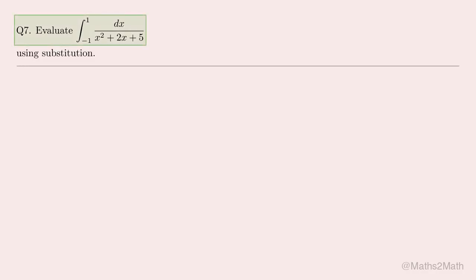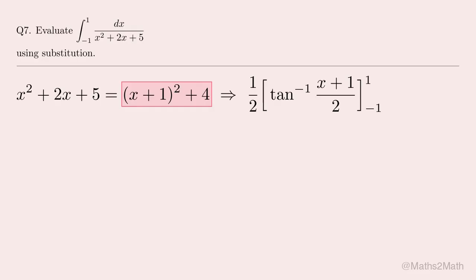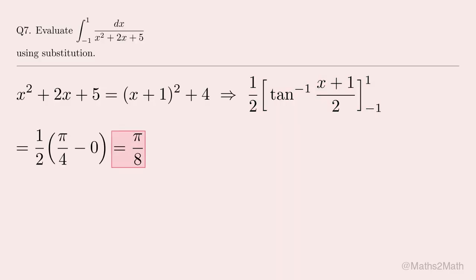Question 7. Complete the square to an arctangent, x plus 1 squared plus 4. The completed square gives half arctangent of the shifted x over 2, between minus 1 and 1. At the ends, arctangent 1 and arctangent 0, pi over 8.